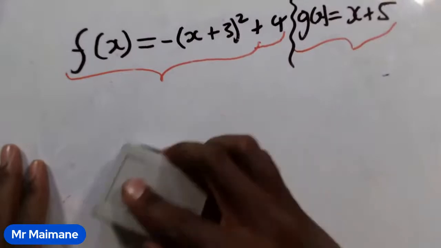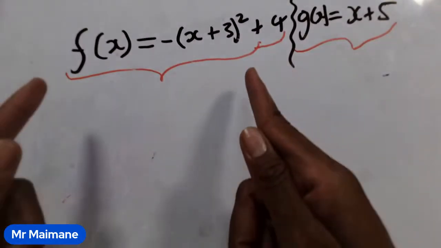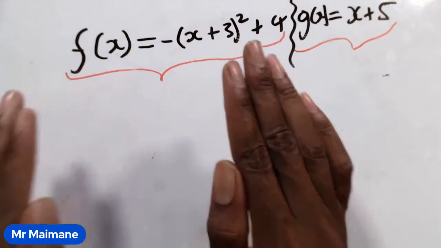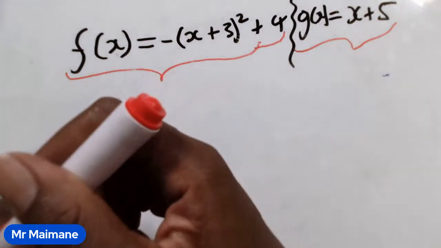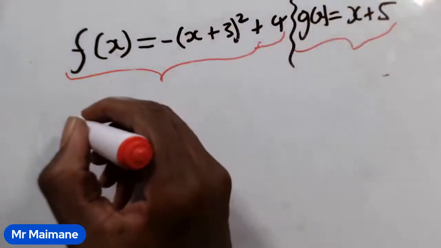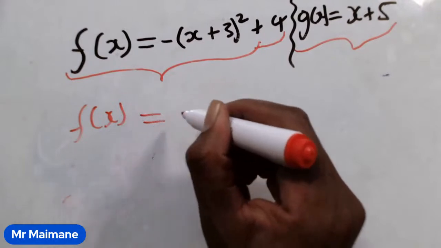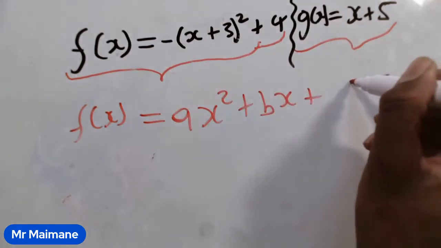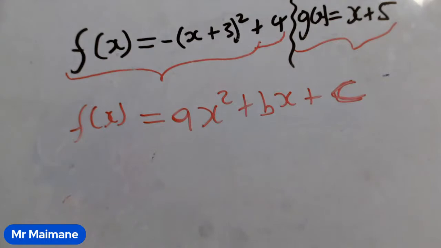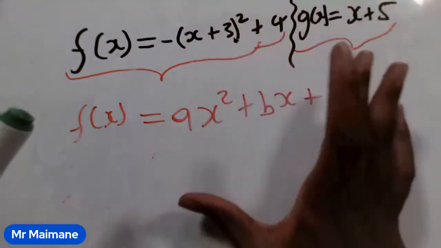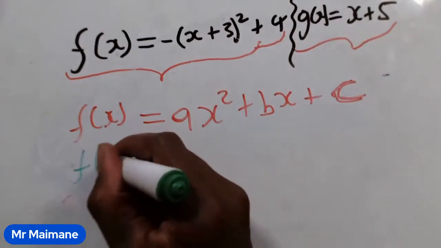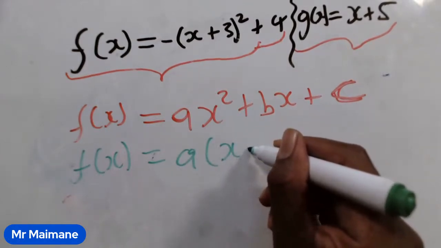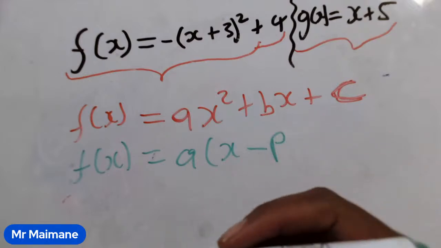But going back to my graph, they want us to determine the turning point. The turning point is from f of x. This is our f of x. Normally the quadratic form is f of x equals a x squared plus b x plus c. But if you complete the square on this, it ends up being f of x equals a times (x minus p). Let me just confirm.